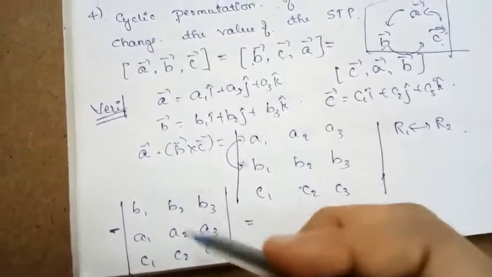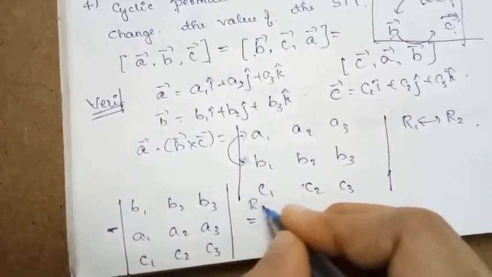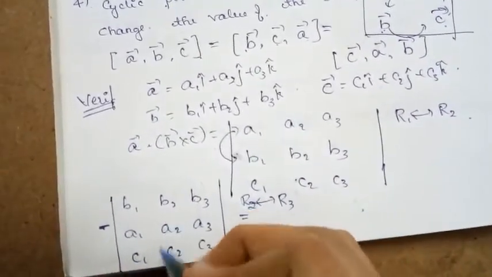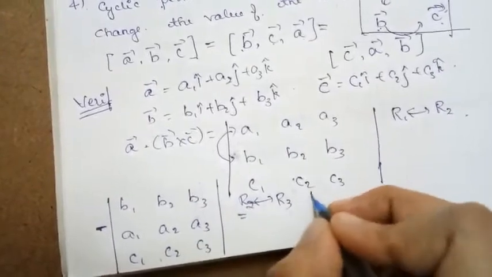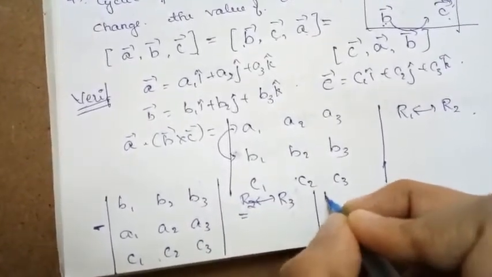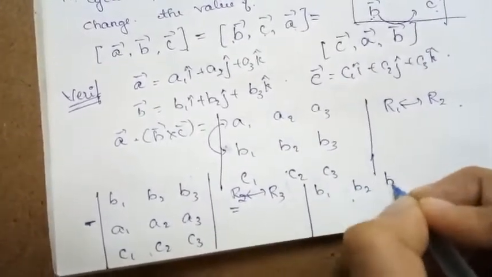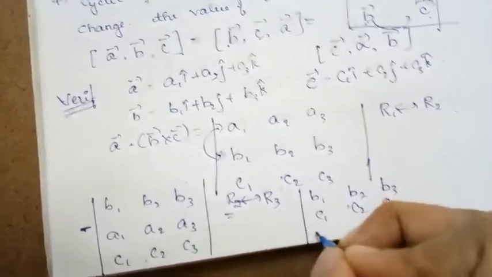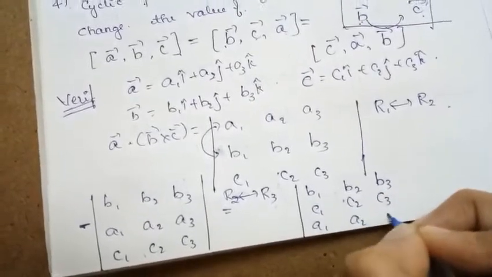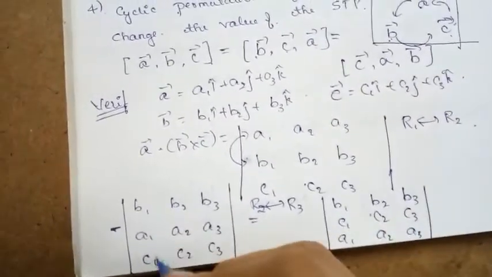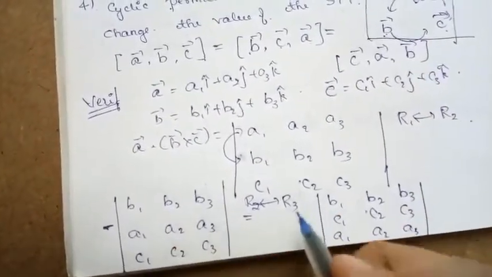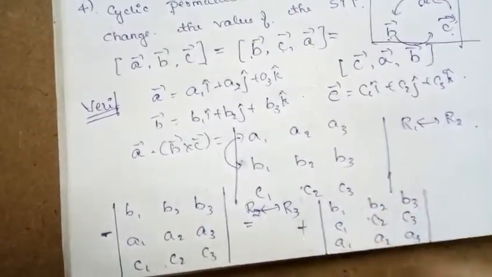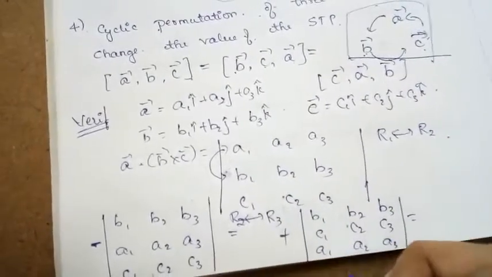Now again I am interchanging R2 with R3, that is, I am interchanging these two rows. So again by interchanging, what happens? B1, B2, B3 remain as they are, then C1, C2, C3, A1, A2, A3. Again, by interchanging any two rows, the sign gets changed. So minus 1 into minus 1 becomes plus. So now you can see this value.